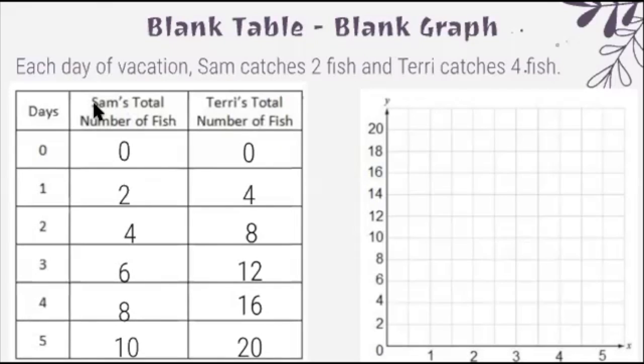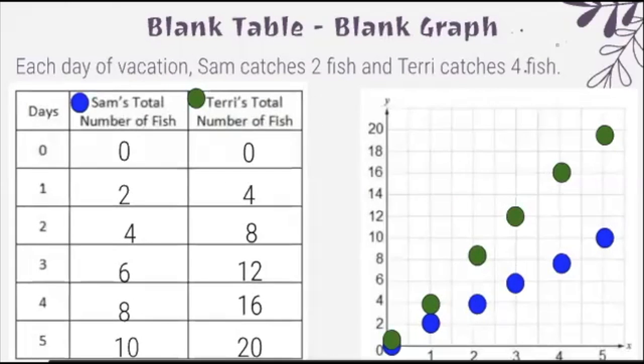So therefore, with day 1, Sam only catching 2 fish. Day 2, he caught 4 fish. Each day he catches 2 more fish. Okay, same thing with Terry. Terry started with 4 fish on day 1, and each day she caught 4 more fish. So therefore, on day 2, she caught 8 fish. All the way down to day 5, we have the pattern written.